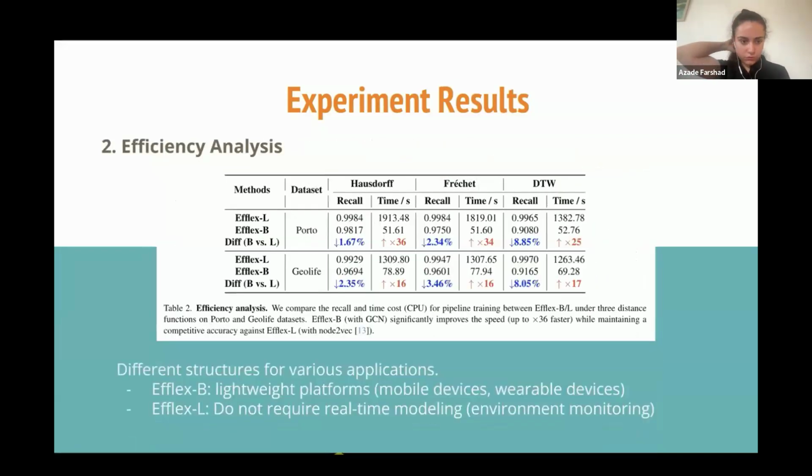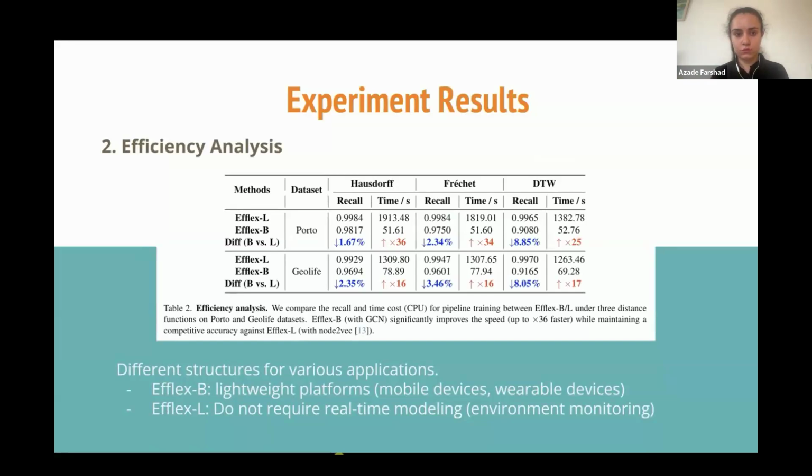We also compared the efficiency of eFlex B and eFlex L on the Porto and GeoLife datasets using the same CPU environment. We used the recall as the accuracy metric and measured the time cost under three distance functions. The results show that eFlex B achieves competitive accuracy while significantly reducing the time cost. Thanks to our lightweight GCN design, eFlex B captures graph structure patterns effectively and improves training speed.